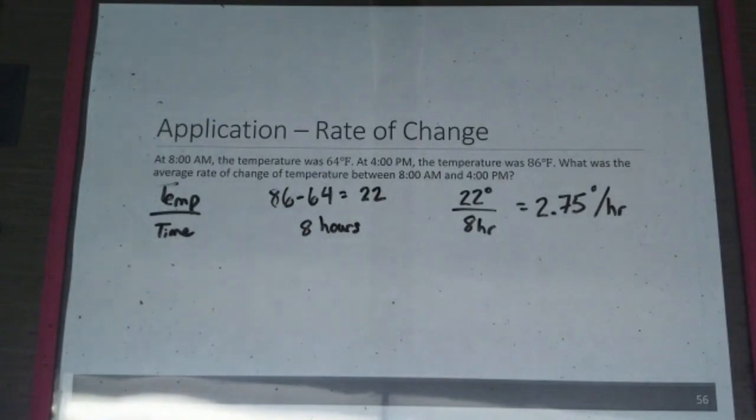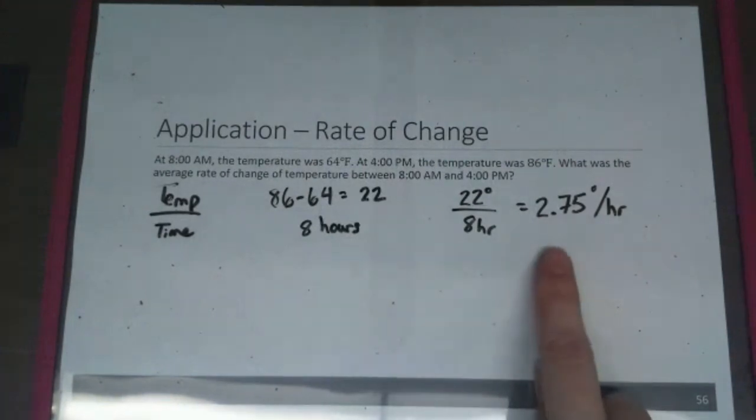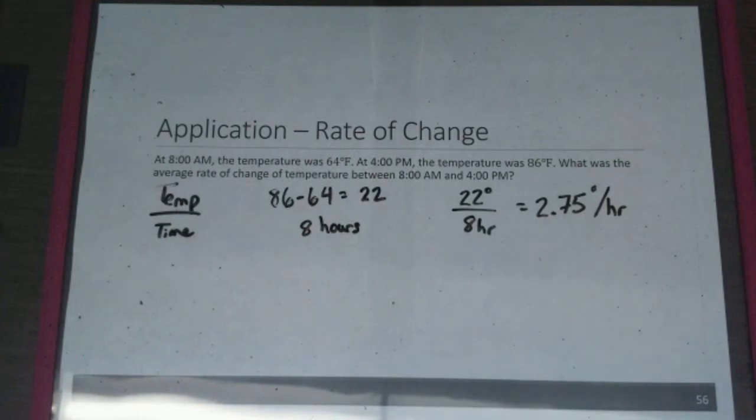We know it was rising because number one, it went from 64 to 86, and number two, because this is a positive slope. And positive means we're increasing, which is something we're going to keep looking at as we move forward.